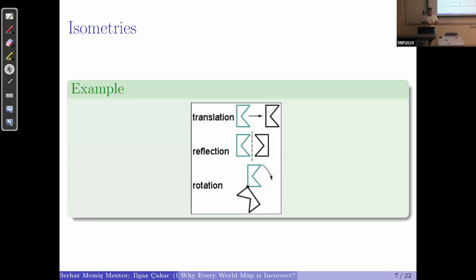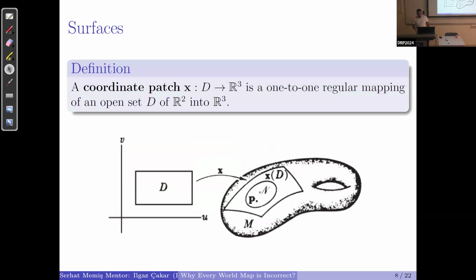So we introduced two important concepts. However, the theorem is mainly about surfaces. So we should define the surfaces. What is a surface? To define a surface, I need a tool. The tool is a coordinate patch. A coordinate patch is a one-to-one regular mapping from D, an open subset of R2, into R3. So you see the domain of the function and you see the image of the function. This is the coordinate patch.